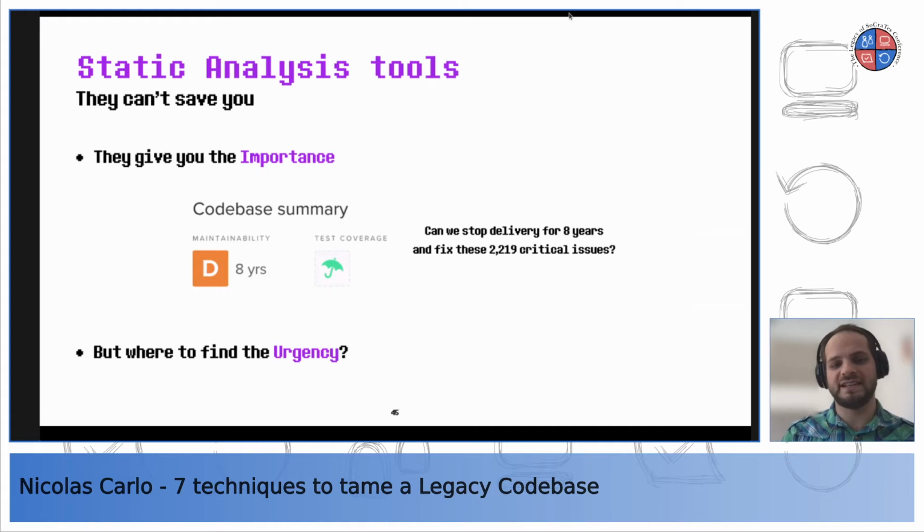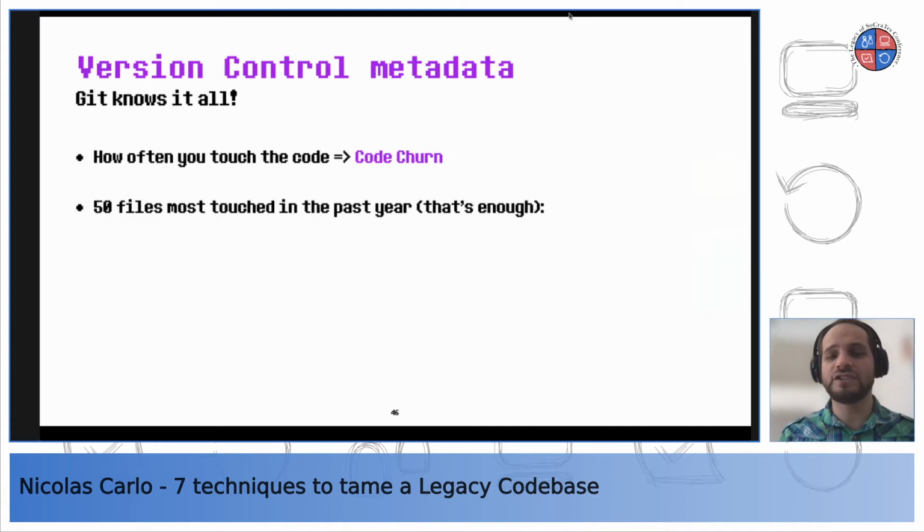So here was an example of a Code Climate analysis of the React code base a year ago. They had 8 years of technical debt. Not 4,000 years, but 8 years is still too much. They cannot afford to do that. So where do you find the urgency?